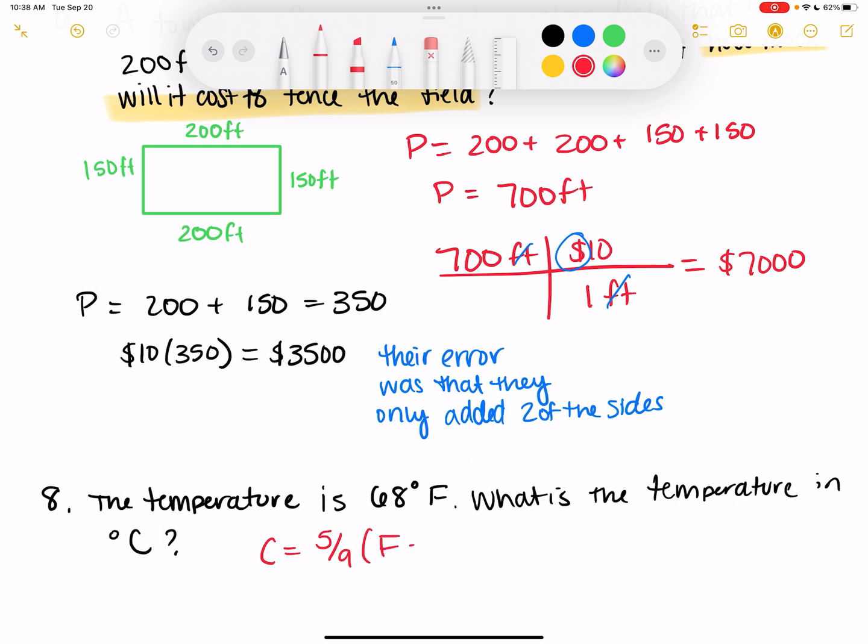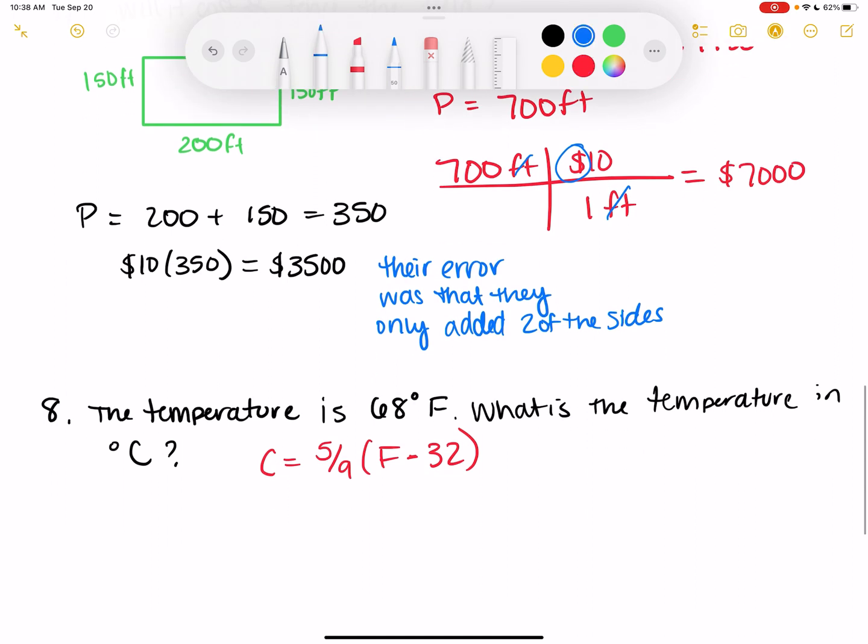Yep. So that's all we would have to do. If we were going to solve it, and like I said, you don't have to, all we would do is take this number here and plug it in for F. That's all we would do. So we would just take 68 minus 32 and then multiply it by 5/9, and that's how we would get our degrees Celsius. But this one just wants you to write the formula that's needed for it.